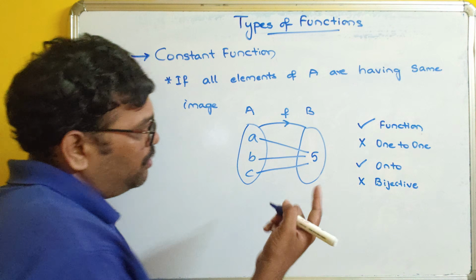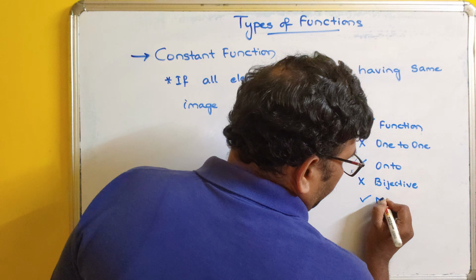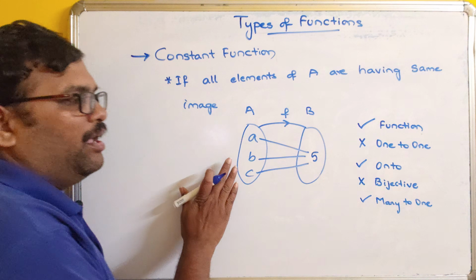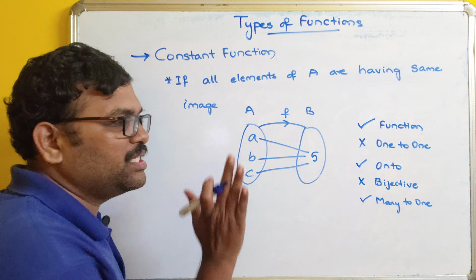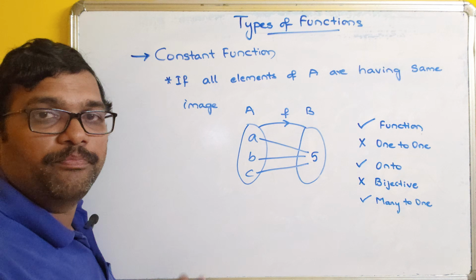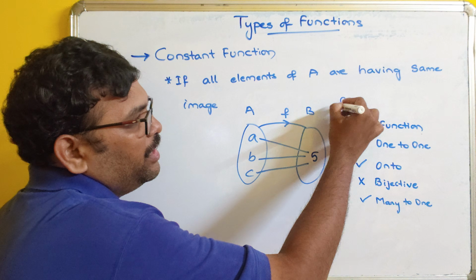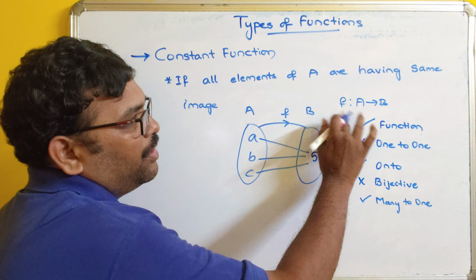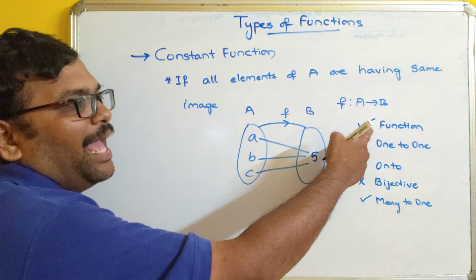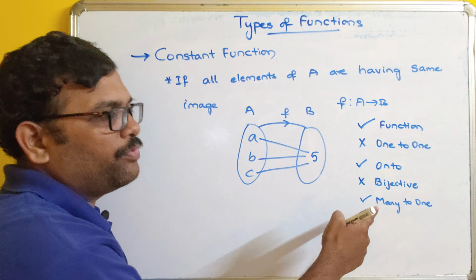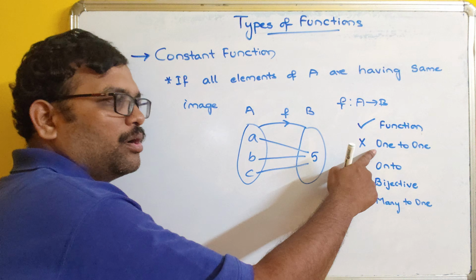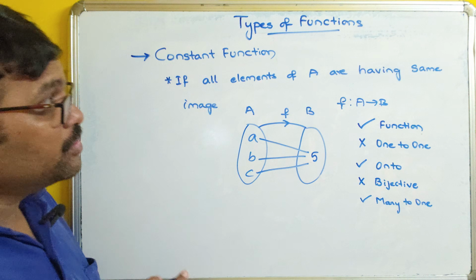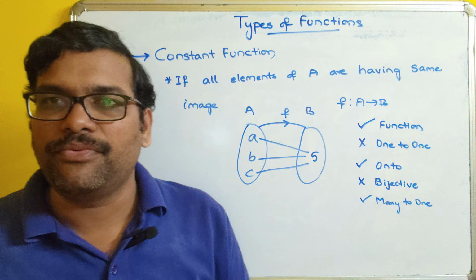Is it many to one? Obviously this is many to one because many elements are mapping towards a single element of B, right? So F: A to B is a valid function, a valid onto function, a valid many-to-one function, but it's not one-to-one and not bijective, right? So these are the different categories of functions.